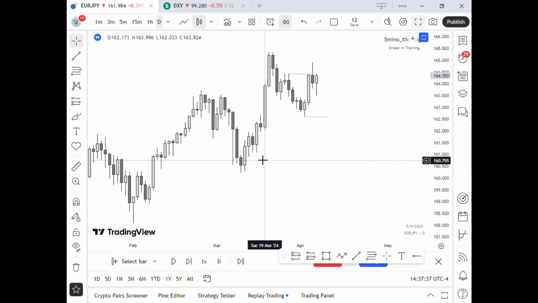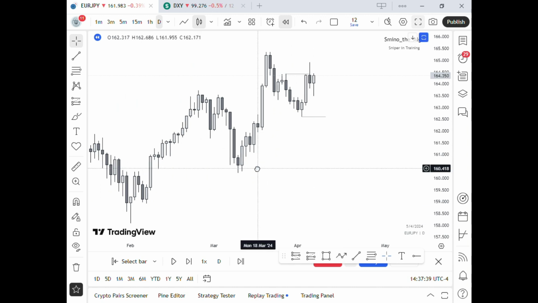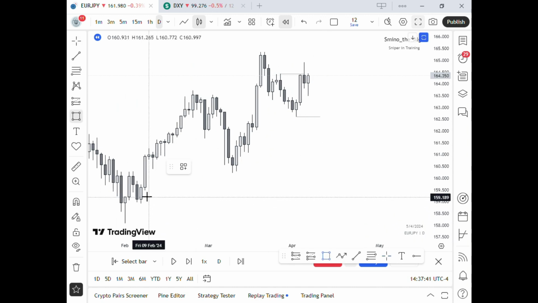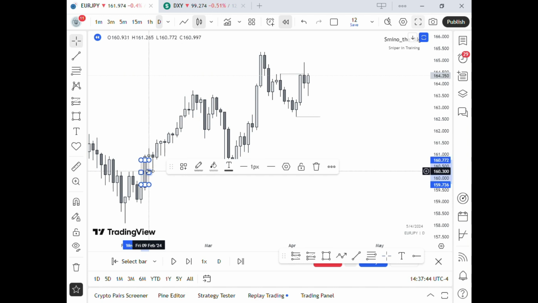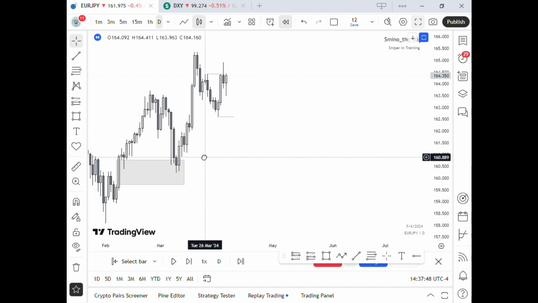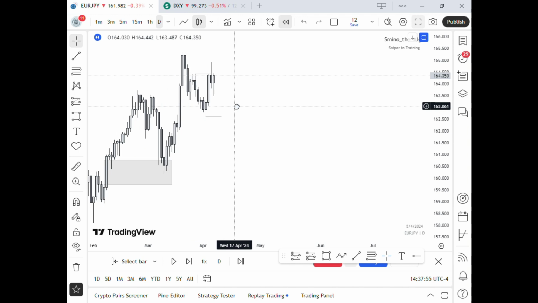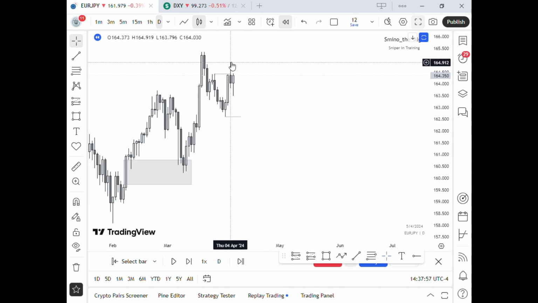So for getting bias, we usually ask two questions: where is price coming from and where is price going to? We have a fair value gap here. On this one, the last break that I had was to the upside. So you can see from here we are bullish. We have the bullish bias here. That means from here, until price breaks this low, this is the current swing low we have. We work with either the current swing low or the swing high.